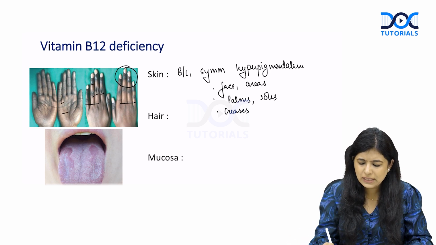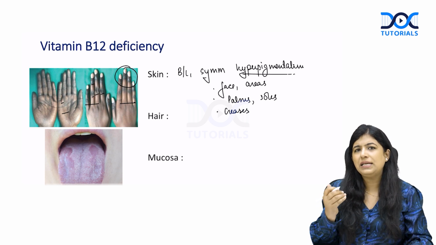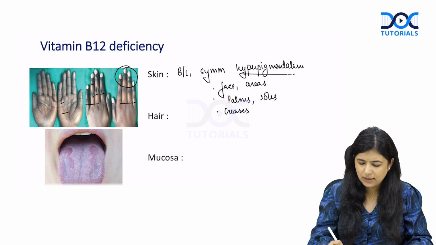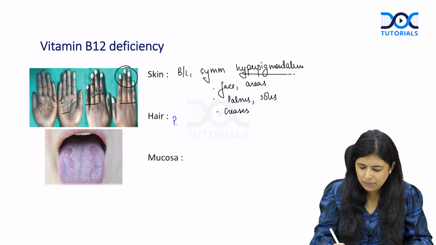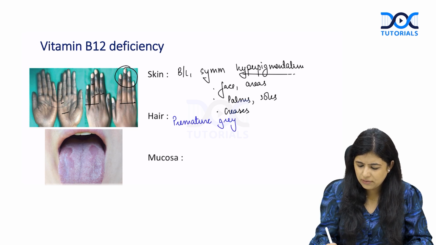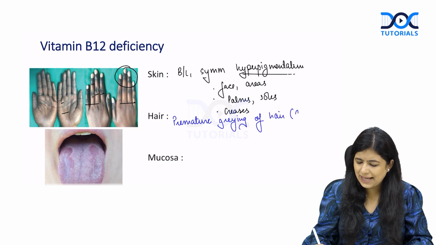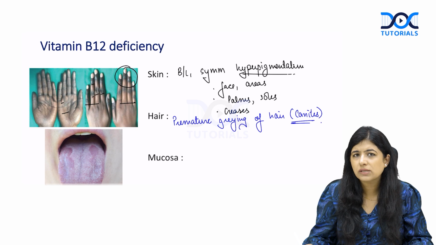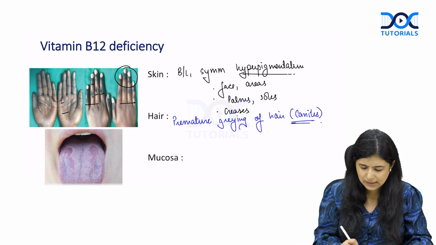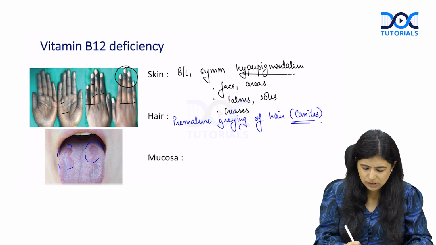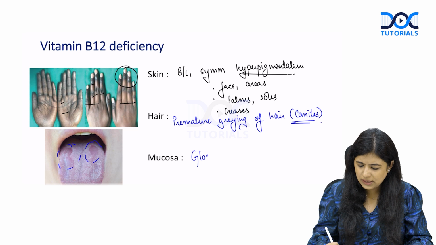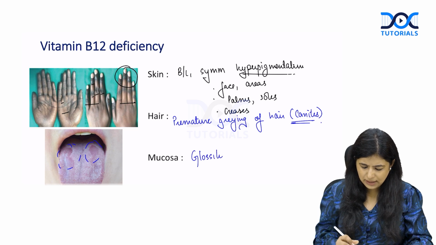Now, while it increases pigmentation in the skin, it reduces that in the hair. That is premature graying of hair, which is also called as canitis. So vitamin B12 deficiency is a cause of premature canitis. In the mucosa, you see these patches of glossitis. So this causes glossitis in the tongue.